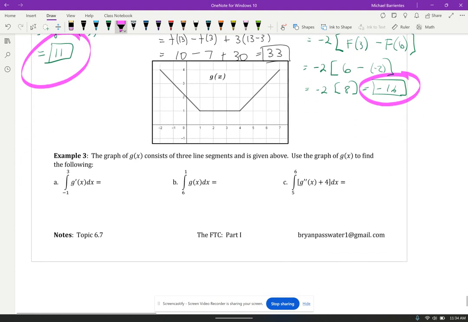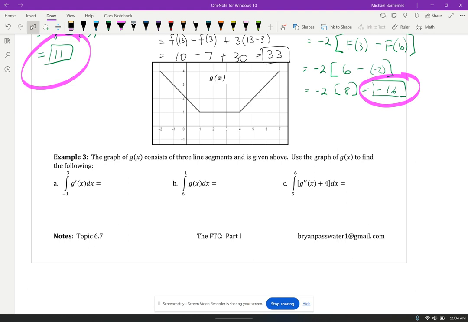So when I get to the bottom three, here I am not given the table of values, I'm given a graph. And this is the graph of g of x. It has 3 line segments. Using the graph of g, let's find the following. Okay, here we go.